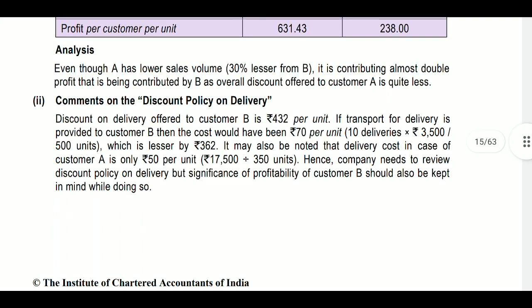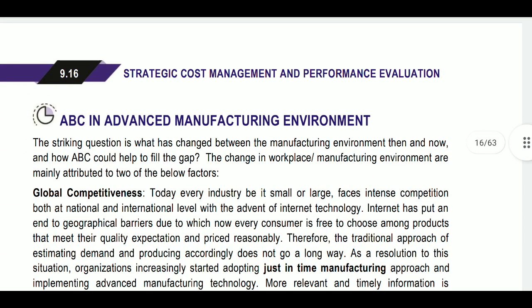Next, if transport for delivery is provided to customer B, then the cost would be 70 rupees per unit. That is 10 deliveries into 3,500 units. So the amount we would collect is lesser by 362. It may also be noted that the delivery cost in the case of customer A is only 50 rupees per unit, that is 17,500 divided by 350 units, which is 50 rupees. Hence, the company needs to review the discount policy on delivery, but the significance of the profitability of customer B should also be kept in mind while doing so. That is related to the customer, what we are discussing, customer profitability analysis.